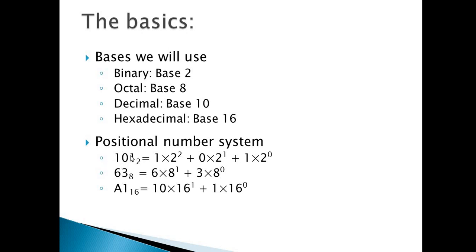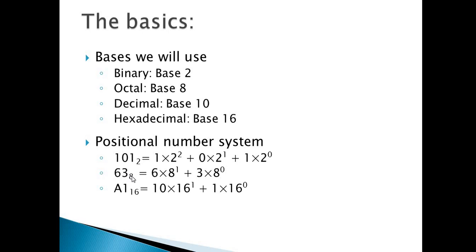So for this 1, the least significant bit, the power will be 2 raised to 0. For this 0, it will be 2 raised to 1, so 0 into 2 raised to 1. Next one will become 1 into 2 raised to 2. So in this way, it is a positional number system.